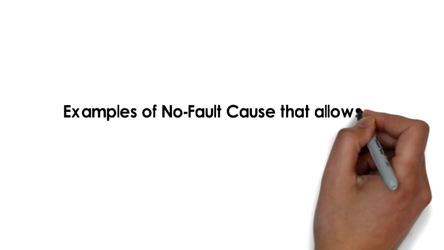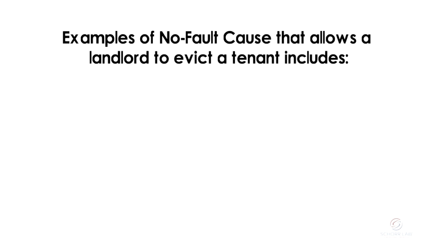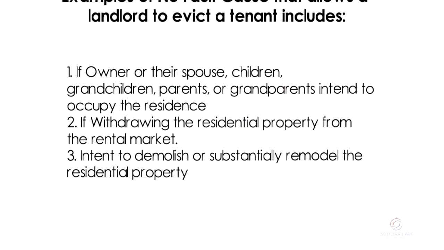Some examples of a no-fault cause which allows a landlord to evict the tenant include if a landlord, their spouse, children, grandchildren, parents, or grandparents intend to occupy the residence. Additionally, if the landlord intends to withdraw the residential property from the rental market, and if the landlord intends to demolish or substantially remodel the residential property.